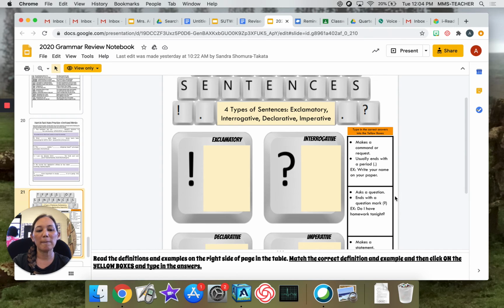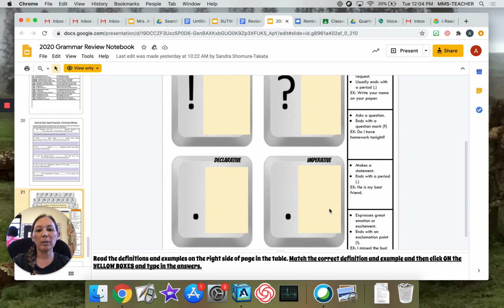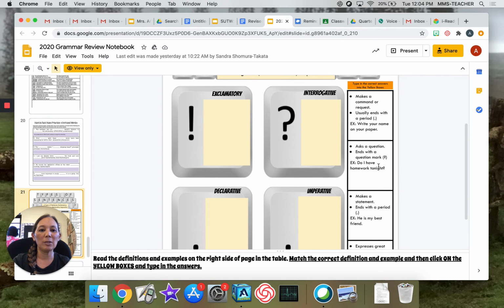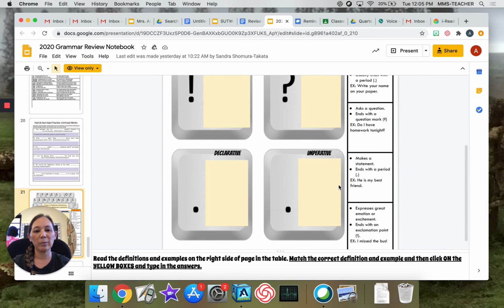Here are your choices. So this type of sentence makes a command or request, usually ends with a period. Okay, so we know that this must either be a declarative or an imperative because it ends with a period. An example of this type of sentence is, here's an example. Write your name on your paper. And you see, it's a command or request. It's not a question. It's not asking you to write your name on your paper. It's a command or request. Write your name on your paper. So this type of sentence is an imperative question.